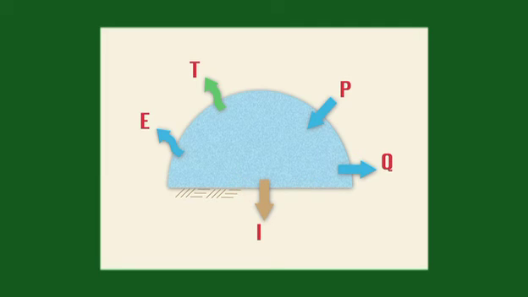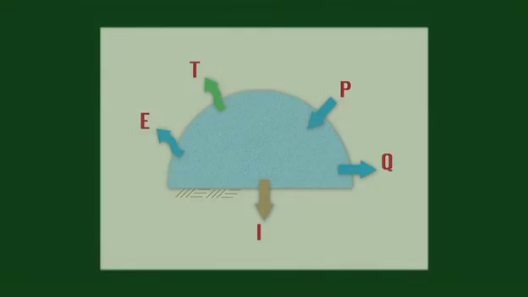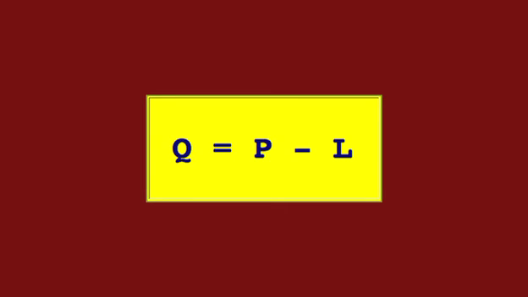For certain applications, where the change in storage delta S is 0, and the sum of E plus T plus I can be taken as the losses to runoff, L, then runoff is Q = P - L. This equation is very useful in flood hydrology.